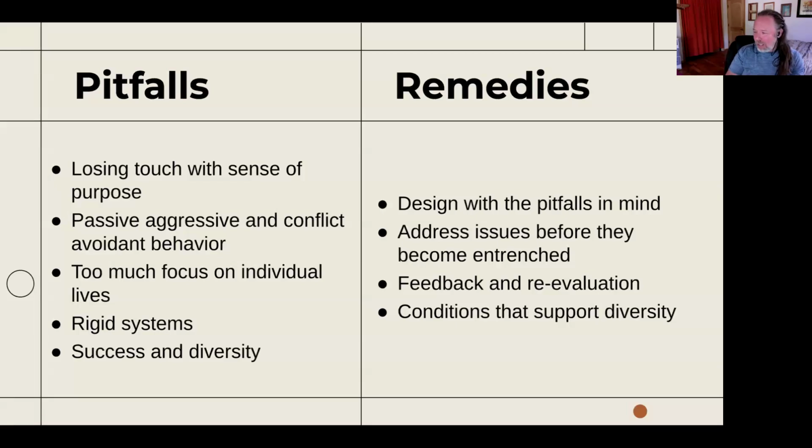Again, reevaluation, feedback, being able to address issues, being able to give each other feedback loops, just information loops in community, like how are things going? The ability to reevaluate on an organizational level, on a community level, is super crucial.